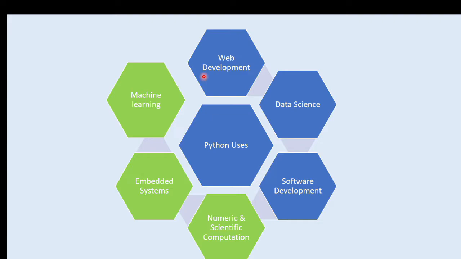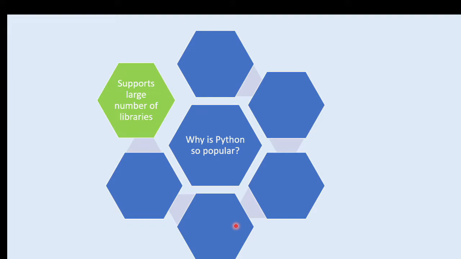Python is widely used for these application domains, and I have highlighted a few of them because in this programming series we will learn about how Python is useful for machine learning, for programming embedded systems, as well as for numeric and scientific computation. So this is what we're going to see. We also know why Python is so popular, why it is widely accepted, widely used programming language. We discussed this in the very first session of the Python programming series.